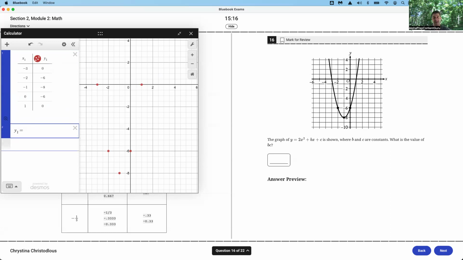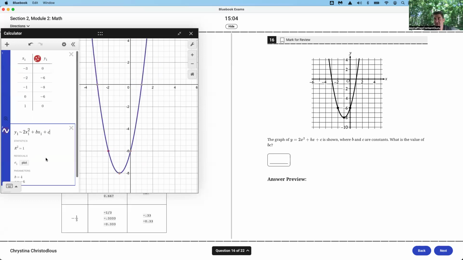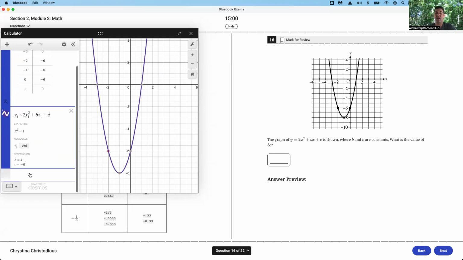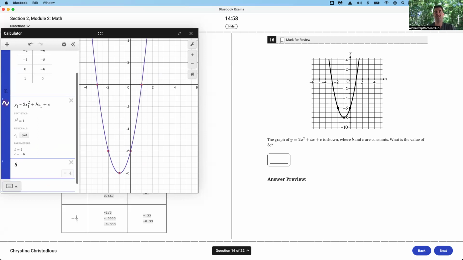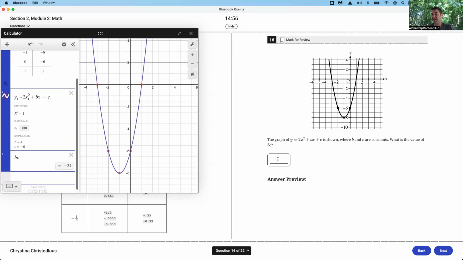Instead of an equal sign, I'm going to do a tilde. And then I'm going to do 2x subscript 1 squared plus b x subscript 1 plus c. Sure enough, it is going to solve this thing for me, no problem. And so now I've got b and c. But instead of doing the math, I'm just going to go bc like that. The answer is negative 24.